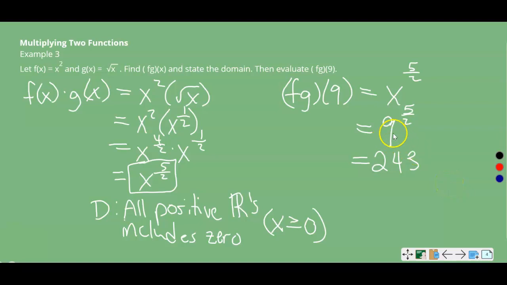If for some reason you did not have a calculator, you could look at this as the square root of 9 raised to the 5th power. The square root of 9 is 3, and then you would have to calculate 3 to the 5th power, which is also 243.